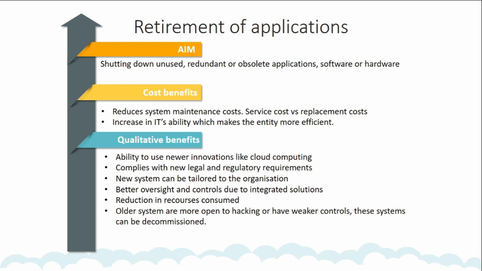The other thing is new technology will increase efficiency and effectiveness in our entity. So when we're retiring an old system, we may be able to gain a lot more efficiency from using a new system, which may mean that our labor is more productive. Those are the quantitative benefits and costs. The other thing that we need to take into account is the qualitative benefits and costs.